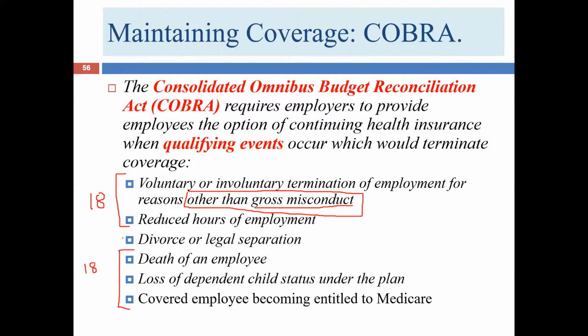And then the last one is 36 months. In the case of divorce, the former spouse of the employee can continue COBRA benefits for up to 36 months. Obviously, with the death of the employee, the family, if the family were receiving insurance through the employee, would be permitted to continue it for 18 months.